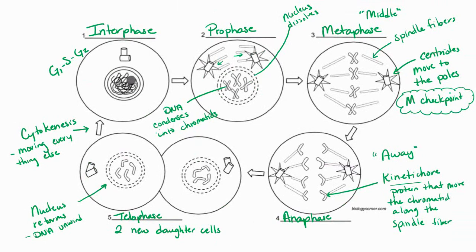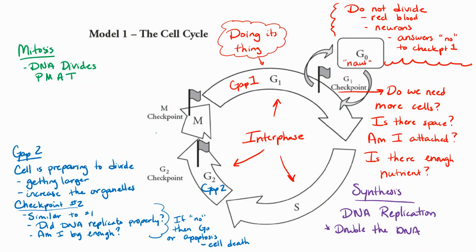And all that happens in the M phase. So if we go back to our previous picture, let's just fill in that last little gap. Not much. But PMAT, our checkpoint, where does the M checkpoint happen? Which phase of mitosis is the M checkpoint? Metaphase. And when we come back from break, we'll learn about meiosis, which looks a little bit different. But that also has two M checkpoints in it. So metaphase is the most important one there. That's where the M comes from.